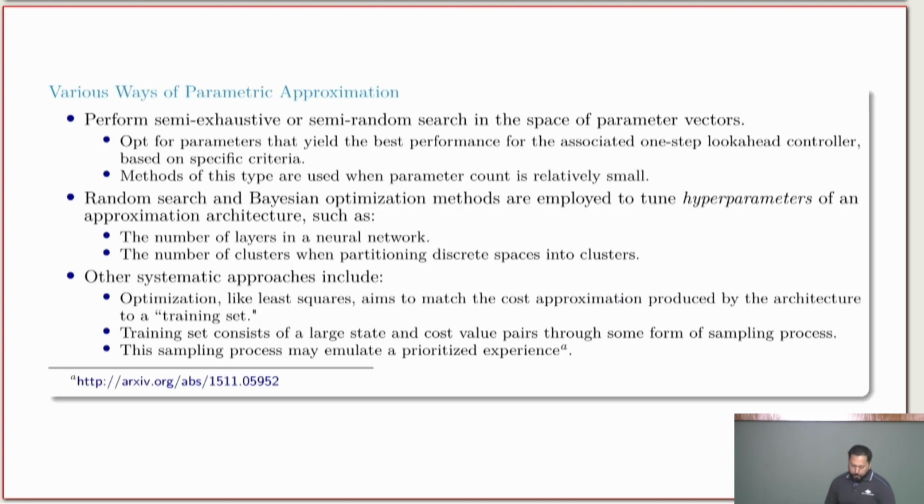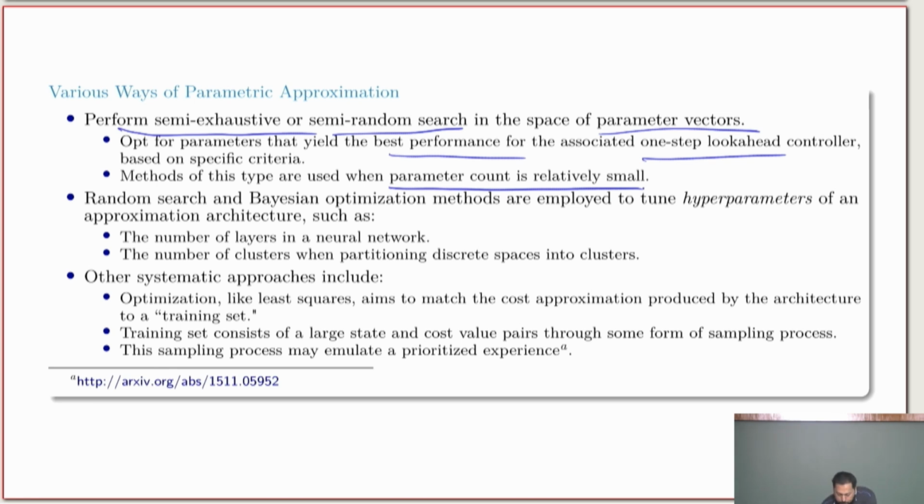So what are the ways of parametric approximation? One thing I already told you is that neural network is what everyone prefers now for complex cost calculations. You can perform semi-exhaustive or semi-random search in the space of parameter vectors, and then look for parameters that yield the best performance, let's say with the one-step look ahead that you want to do. And this is only when your parameter count is relatively small.